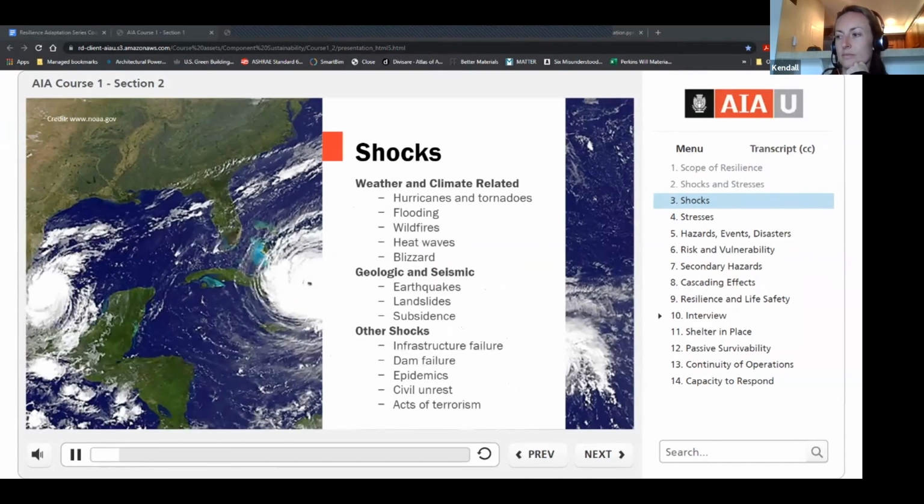Shocks are sudden events that impact the vulnerability of the system and its components. There are many different types of disaster-related shocks. These include weather and climate-related events, such as hurricanes and tornadoes, flooding, wildfires, heat waves, and blizzards. Geologic or seismic shocks include earthquakes, landslides, and land subsidence. There are other types of shocks that architects and their communities may face, including infrastructure failure or dam failure, epidemics, civil unrest, or acts of terrorism.